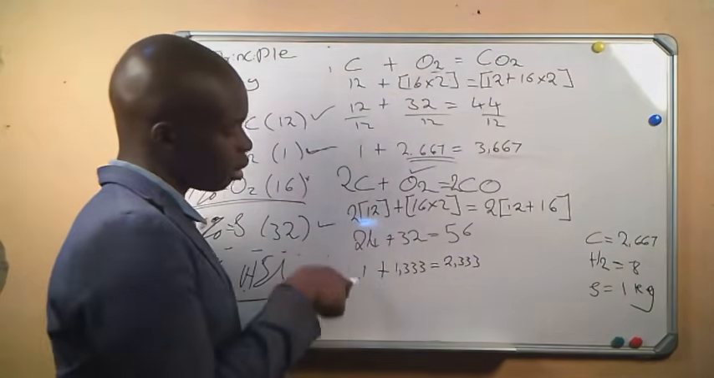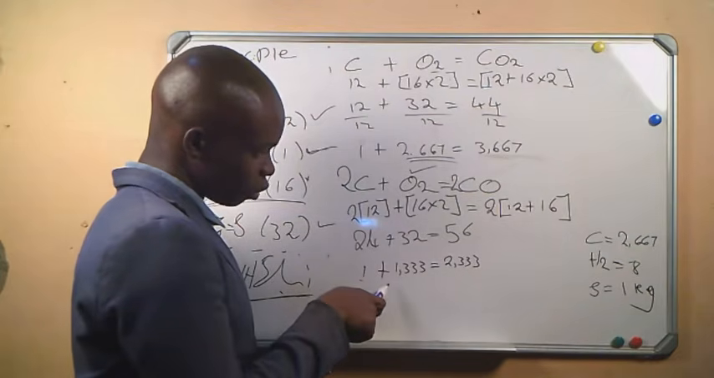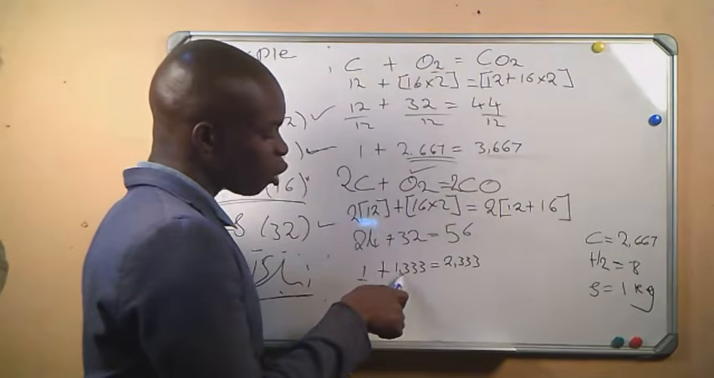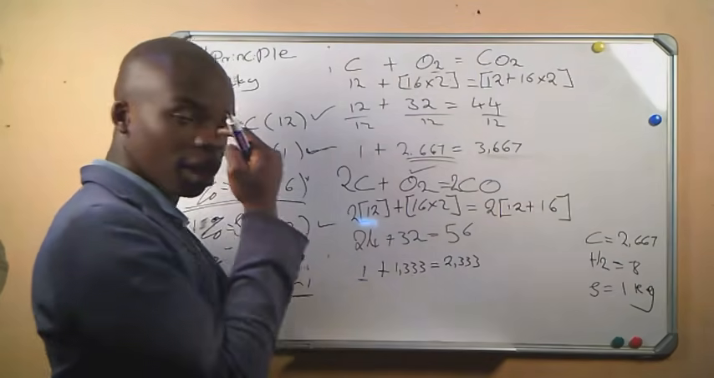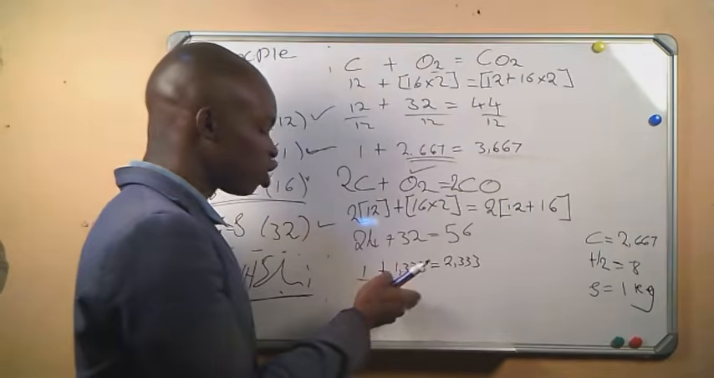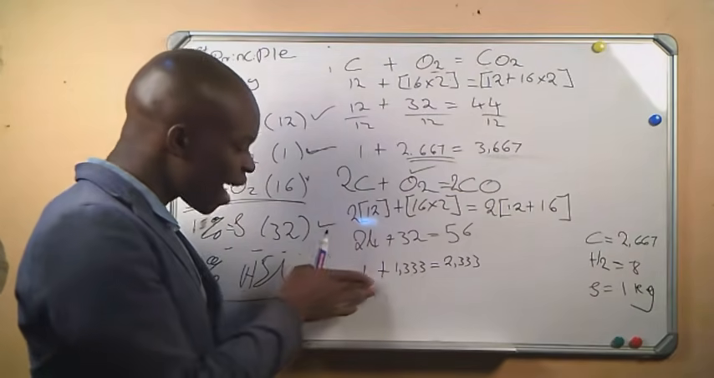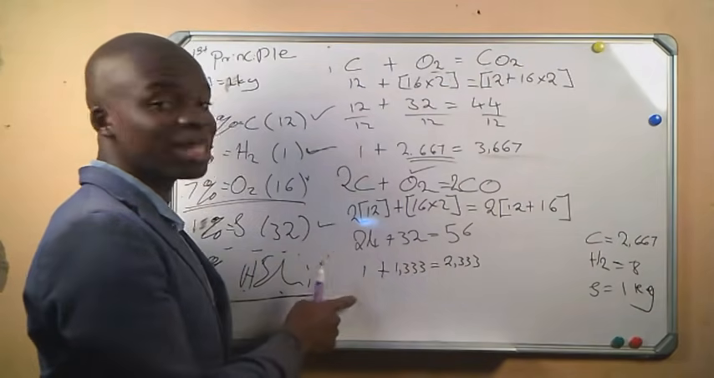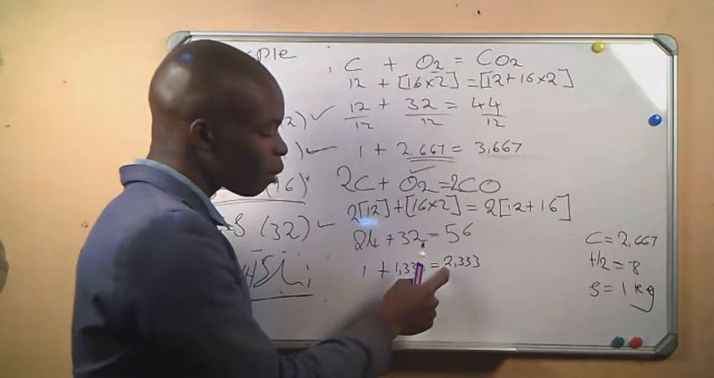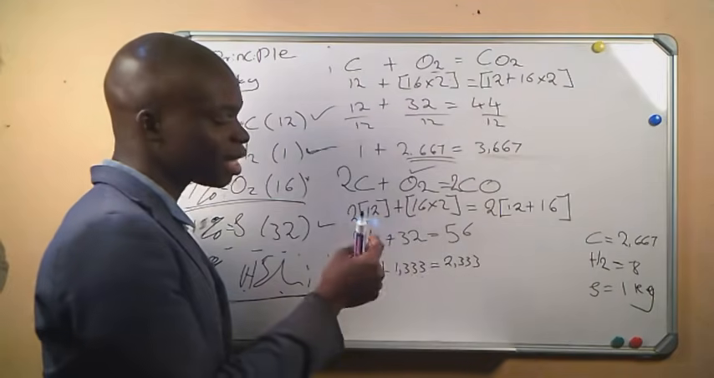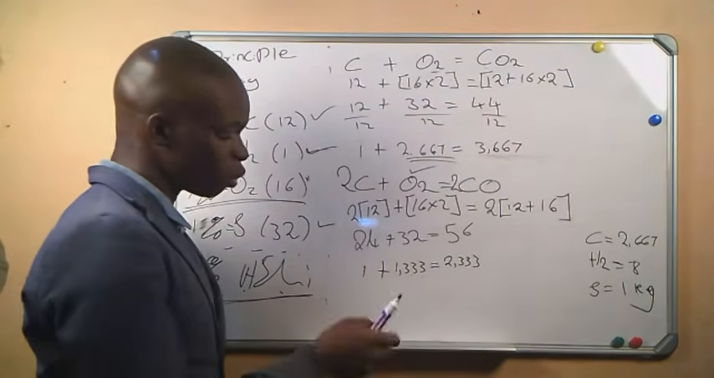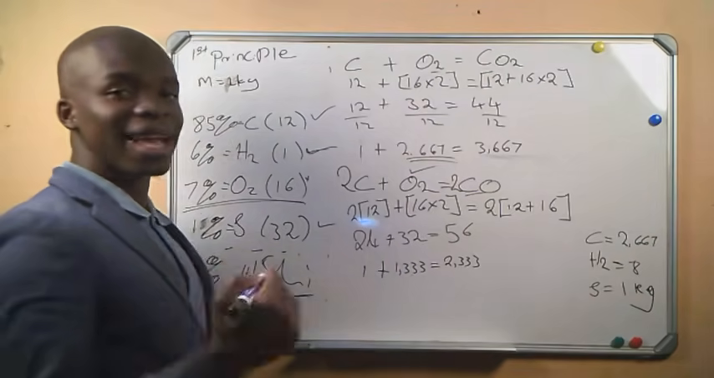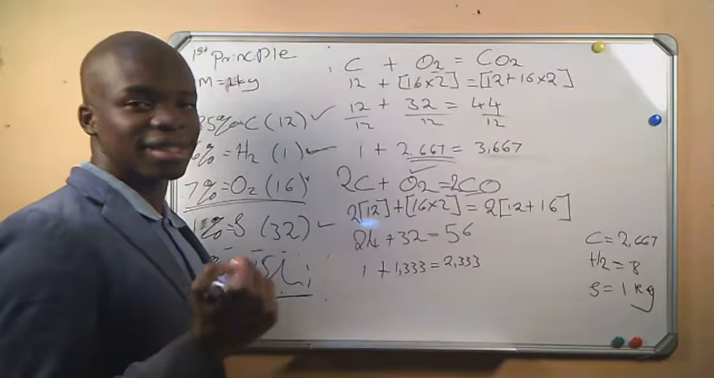And then this now tells us that 1.333 kg of oxygen is needed to burn 1 kg of carbon and form 1.33 kg of carbon monoxide. And then we know that carbon monoxide is as a result of insufficient oxygen in a reaction.